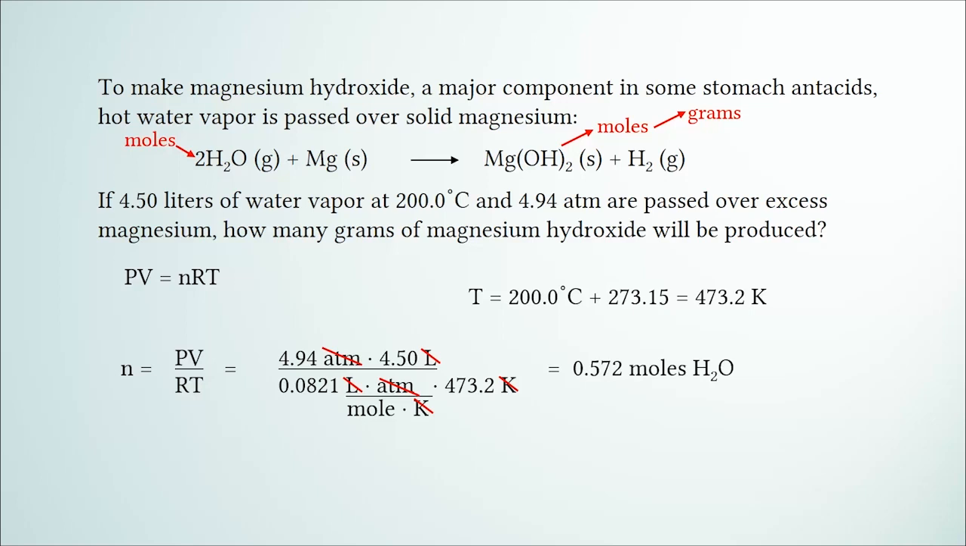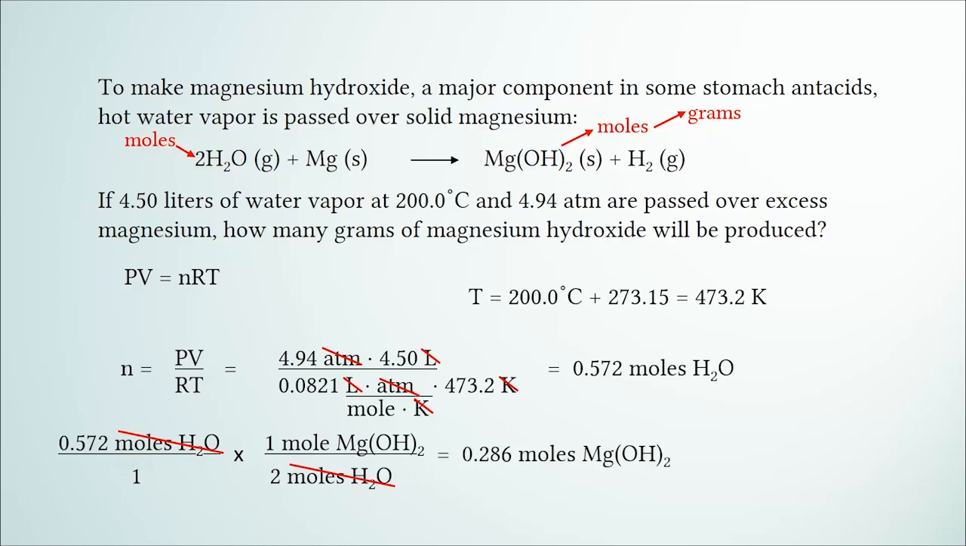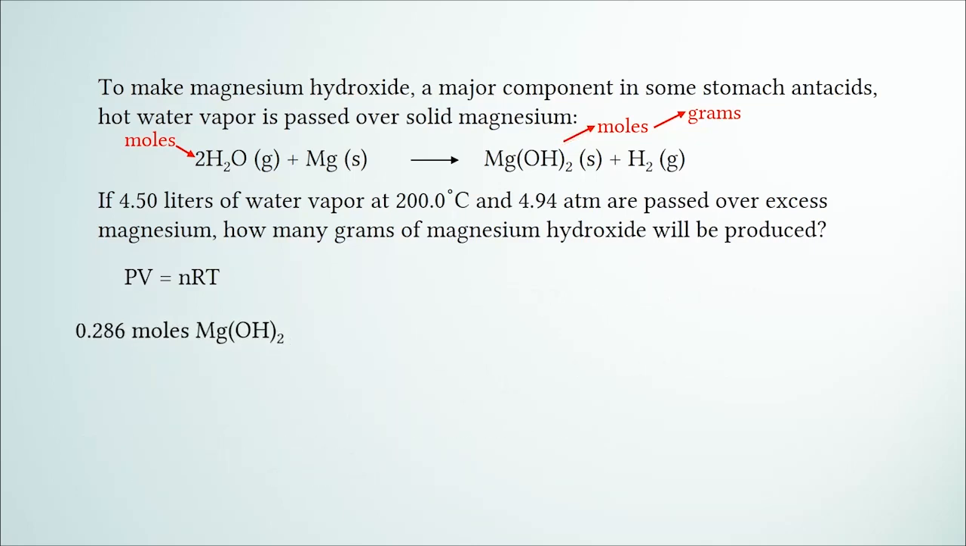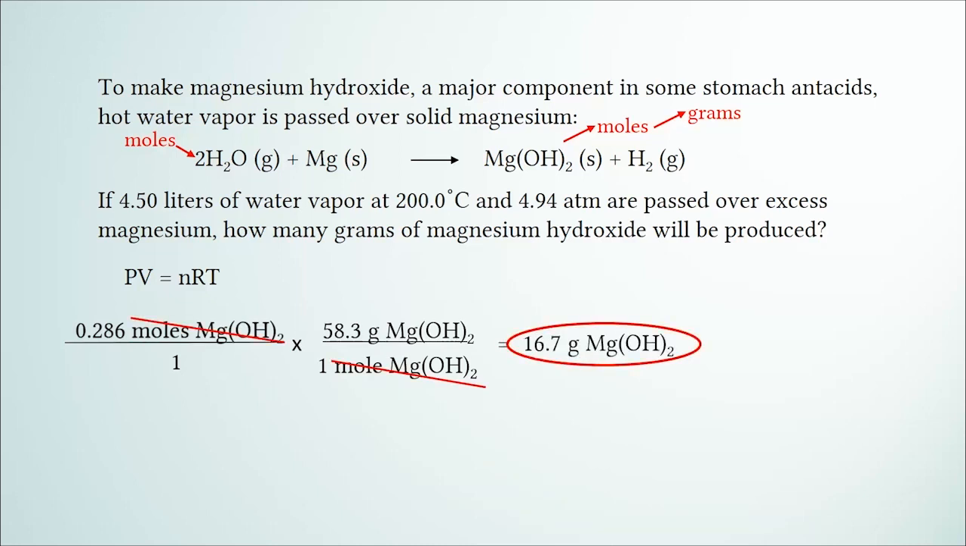Now we can use stoichiometry to determine how many moles of magnesium hydroxide are produced. We have 0.572 moles of water and can multiply it by the relationship of 2 moles of water equals 1 mole magnesium hydroxide. Canceling out units and multiplying through, we get 0.286 moles magnesium hydroxide produced. Our problem asks us for grams of magnesium hydroxide, so we have one more step. Let's take that 0.286 moles and multiply it by the relationship of 58.3 grams of magnesium hydroxide equals 1 mole magnesium hydroxide. Canceling out units and multiplying through, we get 16.7 grams magnesium hydroxide produced.